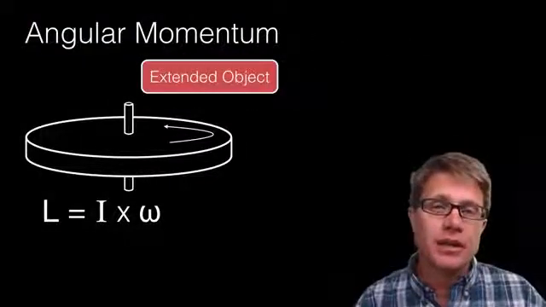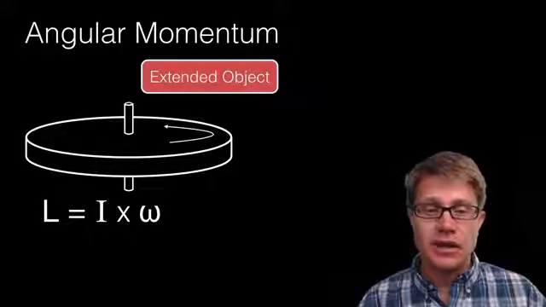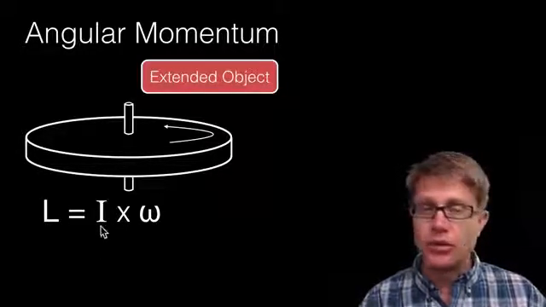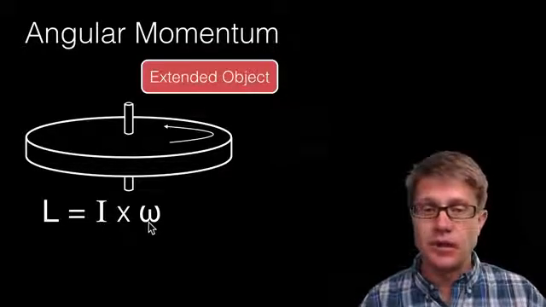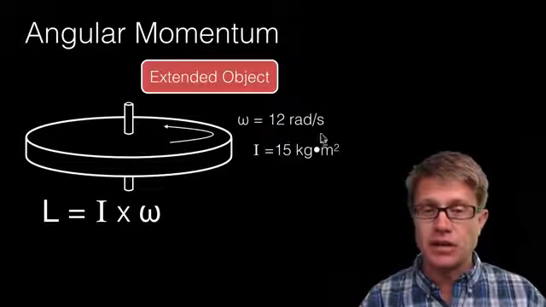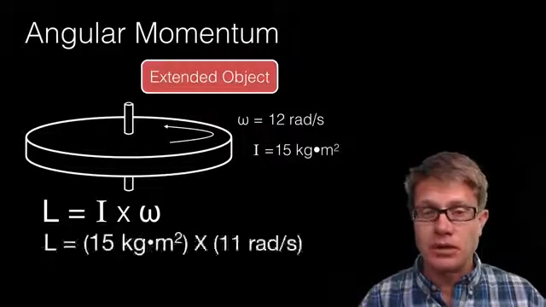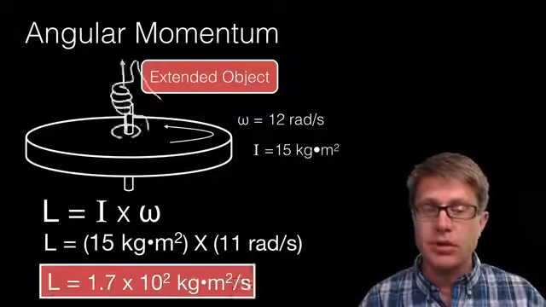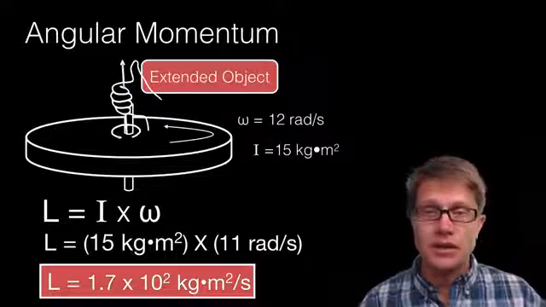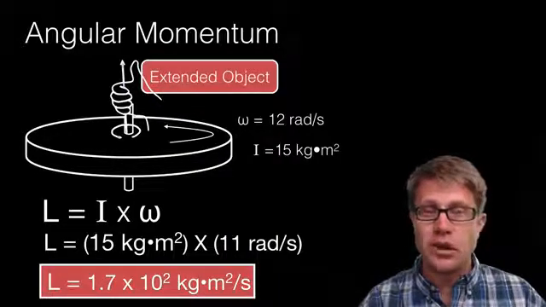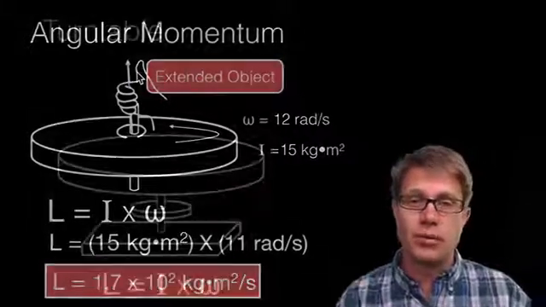You also should be able to calculate the angular momentum of an extended object, like this rotating cylinder here. All we do is multiply the rotational inertia times the angular velocity of that object. So if, let's say, we have an inertia of 15 kilogram meters squared, we multiply that times our angular velocity, and we're going to get 1.7 times 10 to the second kilogram meters squared per second. Now this again is a vector, and so what direction is that acting? Again, looking at my right hand rule, it's going to be acting in the upward direction.